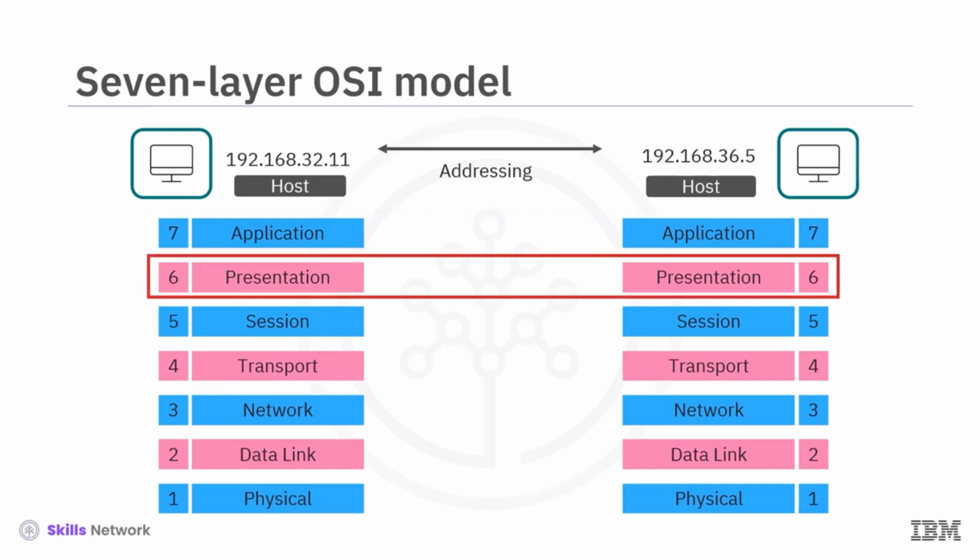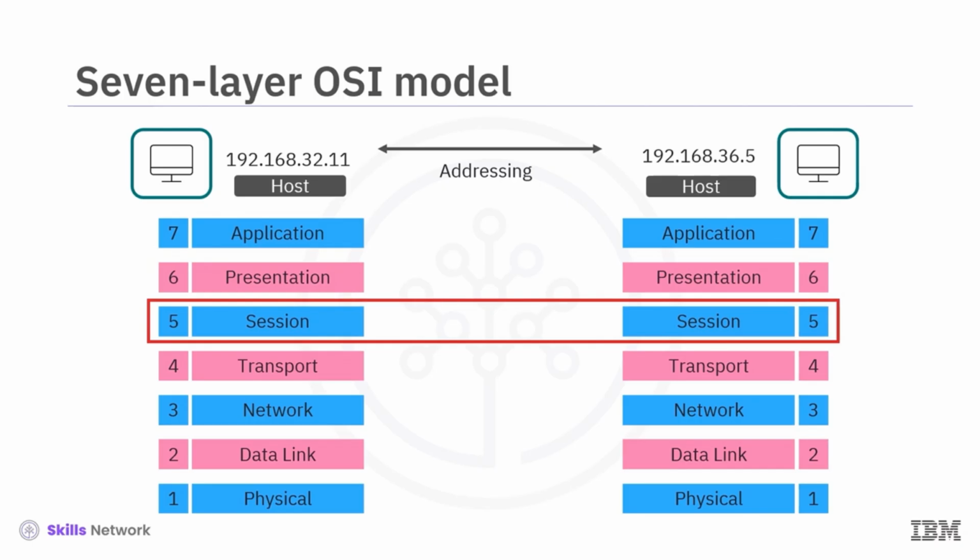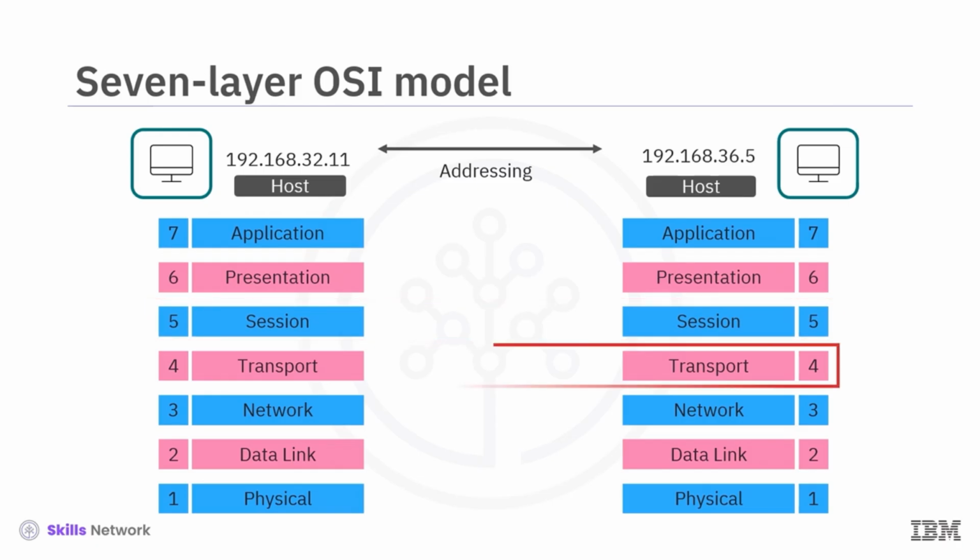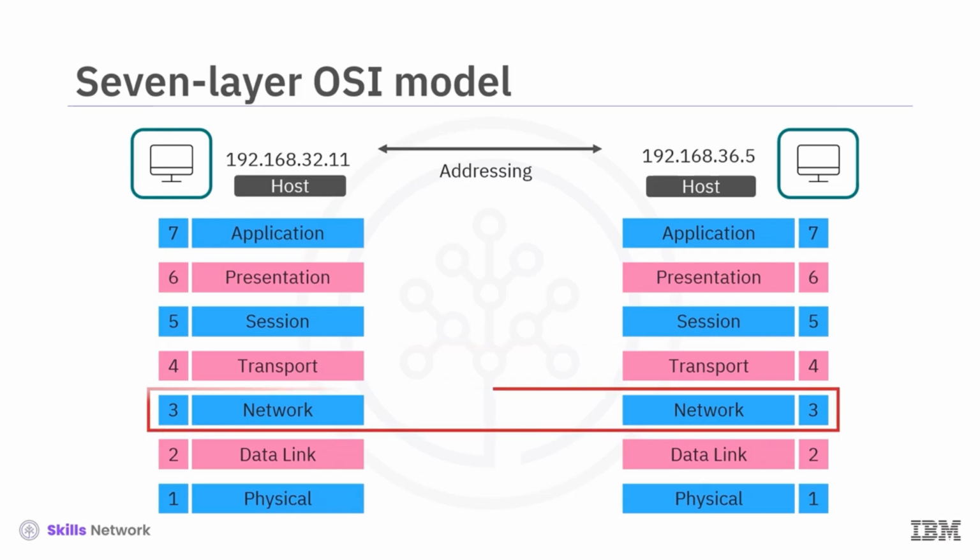Presentation. Ensures that data is in a usable format and is where data encryption occurs. Session. Controls the flow of information between different computers, including authentication and reconnections. Transport. Manages the delivery and error checking of data packets. Data is commonly transported using Transmission Control Protocol, or TCP. Network. Responsible for interpreting the addresses and directing the path the data will take.